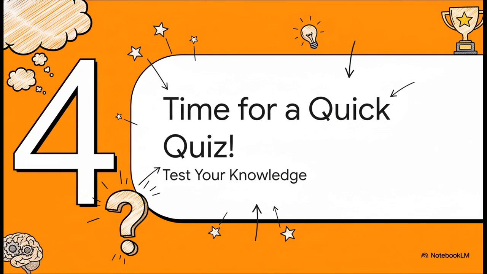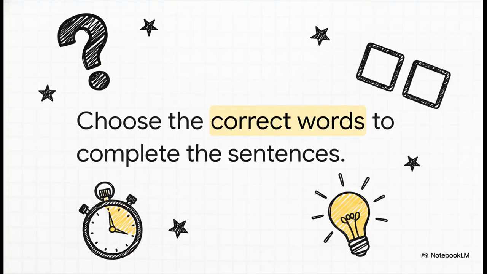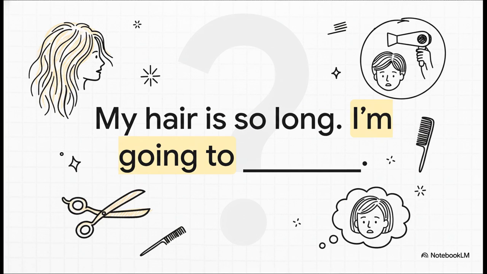So let's do a quick, super low-stakes quiz just to see how well all this information is sticking. No pressure at all. Just give it your best shot. Okay, I'm going to show you a sentence with a few options. All you've got to do is pick the one that fits best, based on that formula we learned. Ready? All right, number 1. "My hair is so long. I'm going to..." Well, if you're going to a salon, you're arranging the service. So the correct answer is C. I'm going to have it cut.